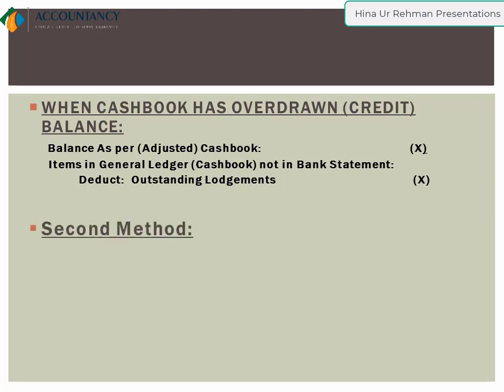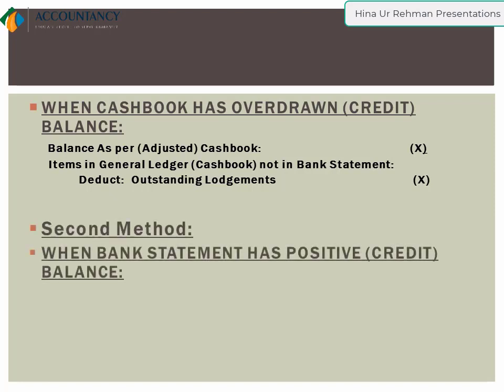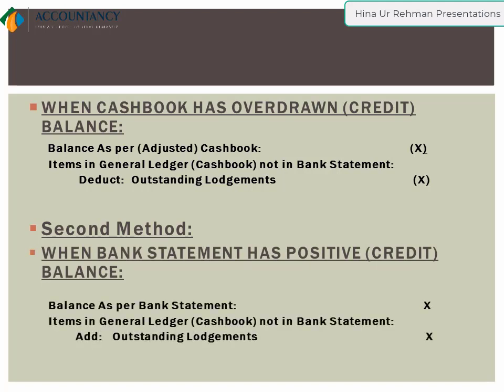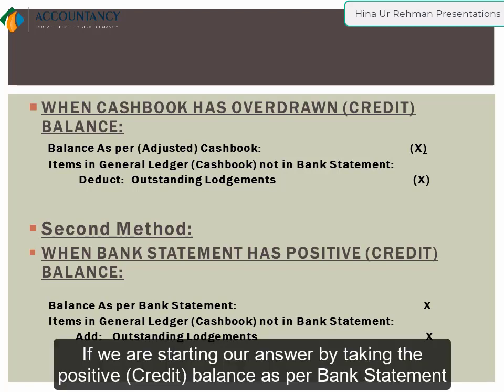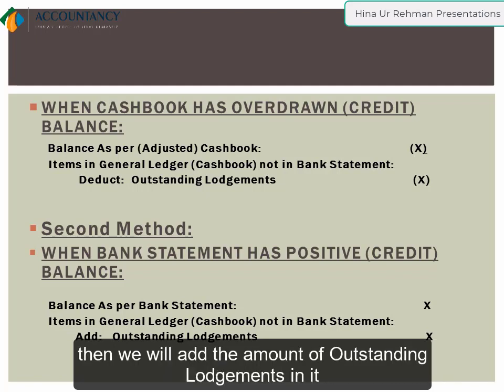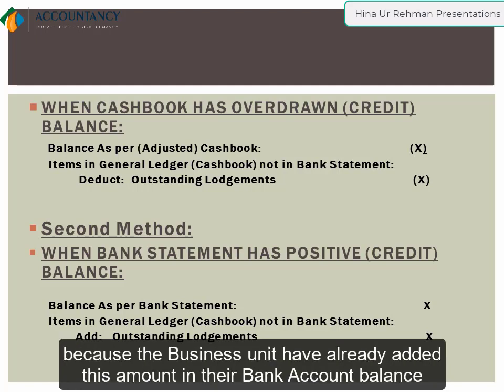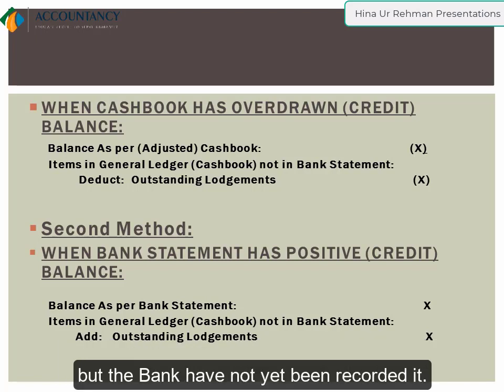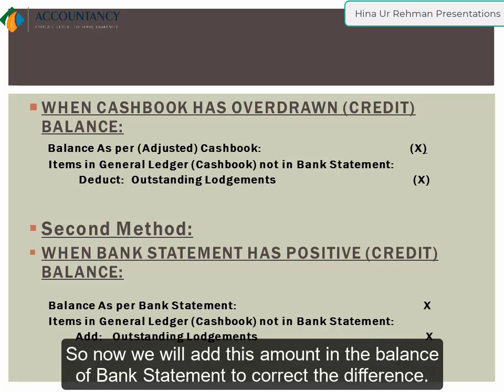Second method. When the bank statement has a positive credit balance. If we are starting our answer by taking the positive credit balance as per the bank statement, then we will add the amount of outstanding lodgements to it, because the business unit has already added this amount in its bank account balance, but the bank has not yet recorded it. So now we will add this amount to the balance of the bank statement to correct the difference.